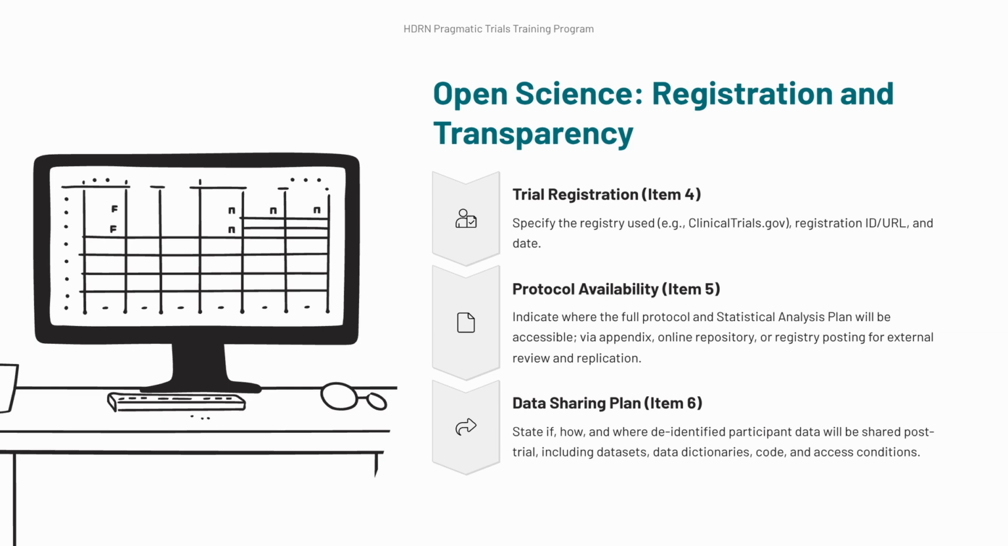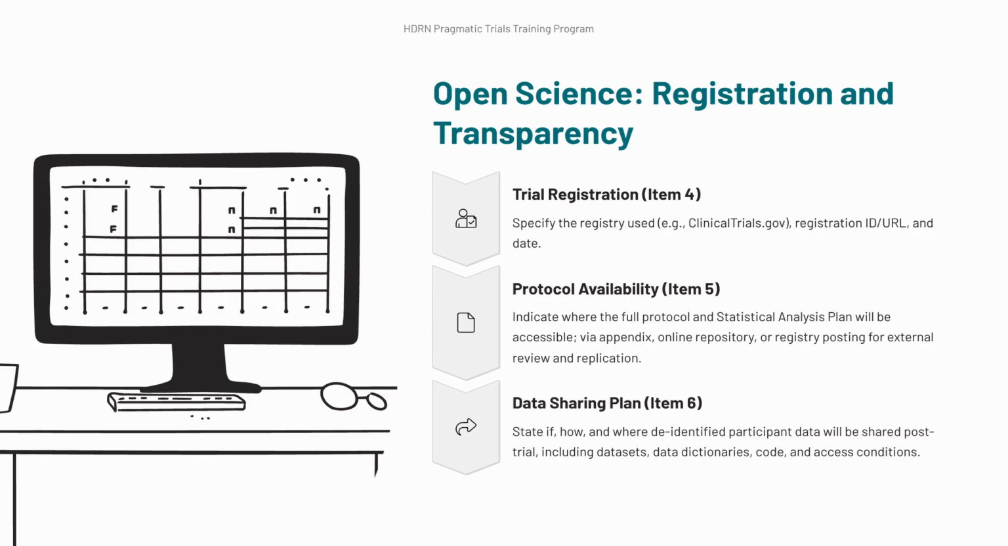Often, we make the protocol and SAP publicly available by posting it on the registry or publishing a protocol paper. Item 6 is about the data sharing plan. The protocol should state if you will share de-identified data, and if so, what data and how. For example, we will share the de-identified individual-level dataset and data dictionary via a data repository upon publication, accessible to researchers under a data use agreement.